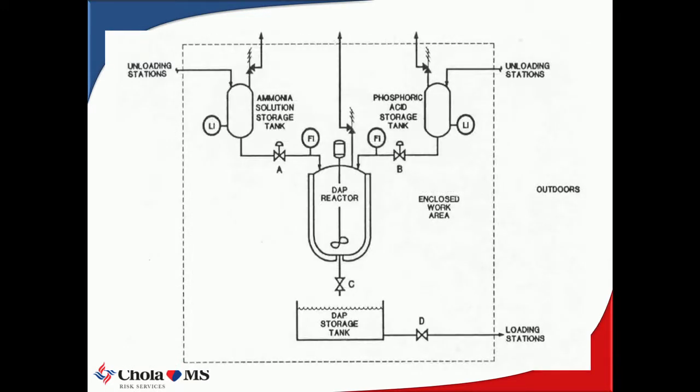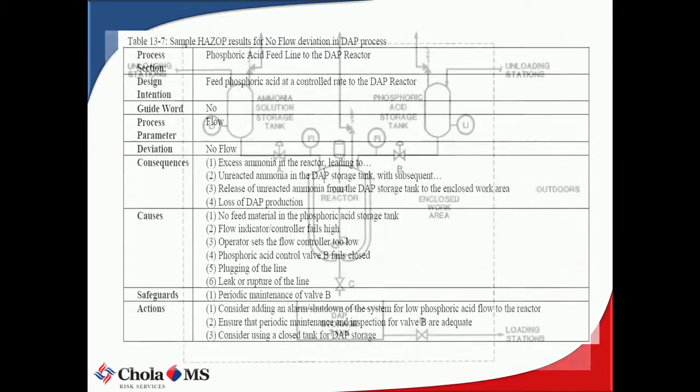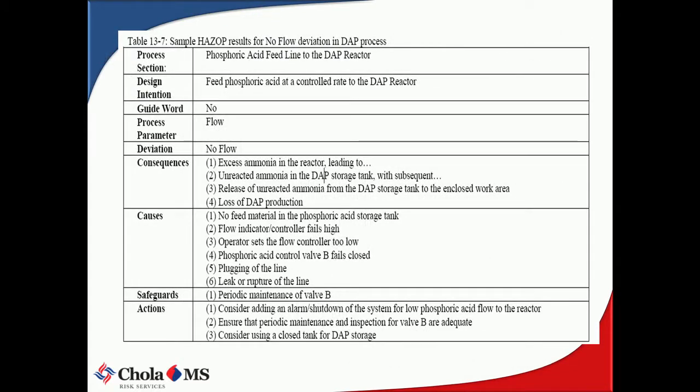We have one reactor here, and we are preparing urea. One feed is ammonia solution, and the other is phosphoric acid, into the reactor. So just one example like this. The process section is the phosphoric acid feed line to the reactor. The design intent is to feed phosphoric acid at a controlled rate to the reactor. Feed flow is the design intent.